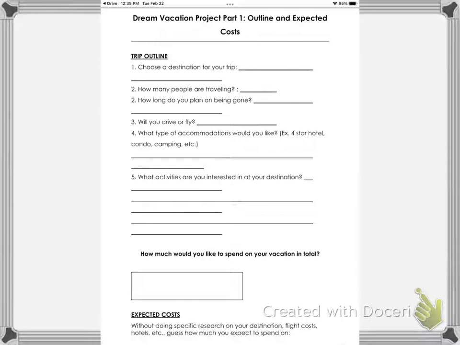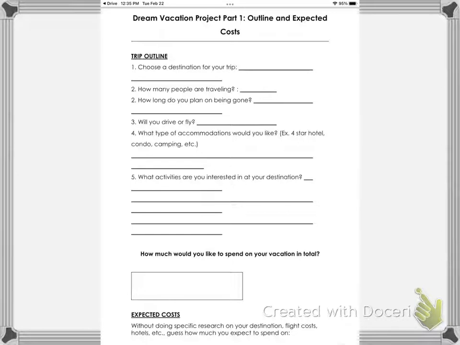How long do you plan on being gone? Well, remember we said at least 5 days. So usually 5 to 10 days is usually like the length of a typical vacation. Are you going to drive or fly? Once again, just to state the obvious, if you're going to Europe, most likely you're not going to be able to drive there. So you could fly if it's international.